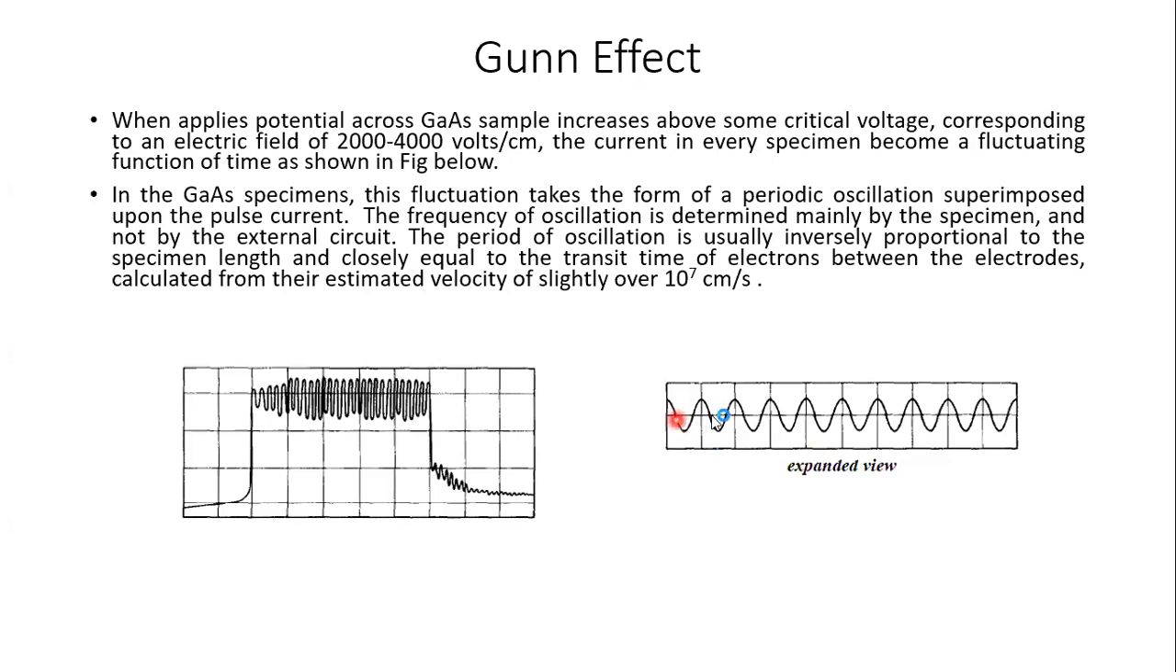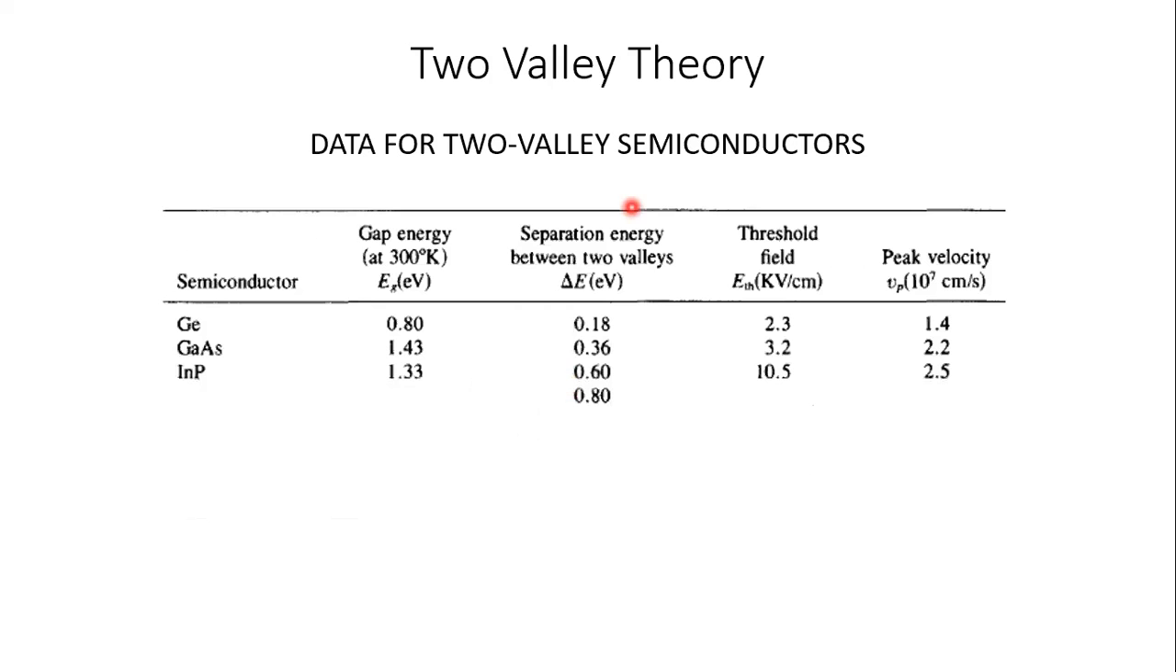Now since oscillation is there, it must have some frequency of oscillation. So the time period of this was measured, and it was concluded that the time period of this oscillation and the transit time of the electron through that sample were the same. So it means that by changing the size of the sample, this time period can be changed. Now to answer those questions, why those oscillations are there, or why the velocity of the charge reduces, two valley theory and three valley theory was proposed.